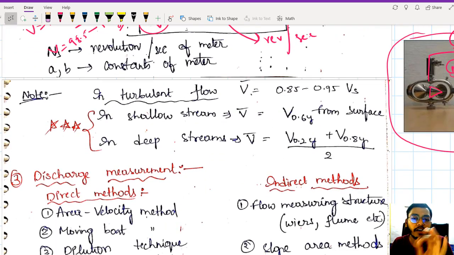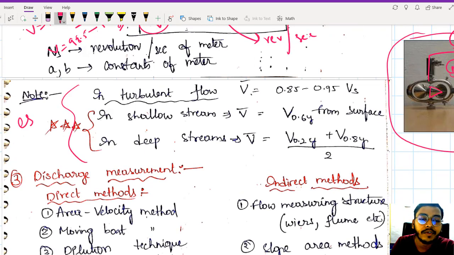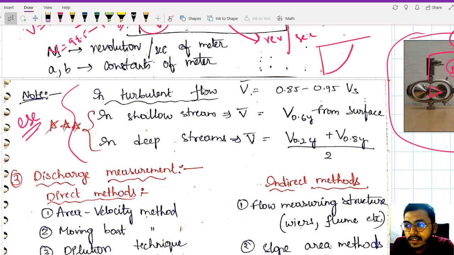Now let us see a very important bit which you have to understand, and many questions come in ESE. Okay, so first of all, the velocity profile in your streams is something like this. So what velocity should you consider as the velocity of the stream, or you can say average velocity? What velocity should you consider?